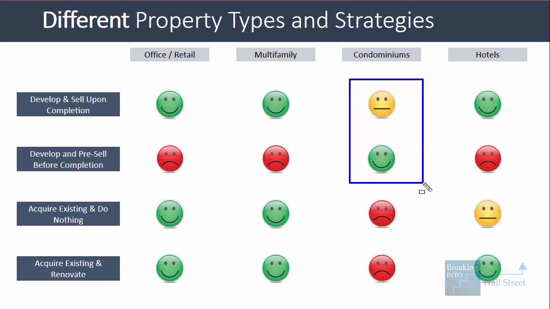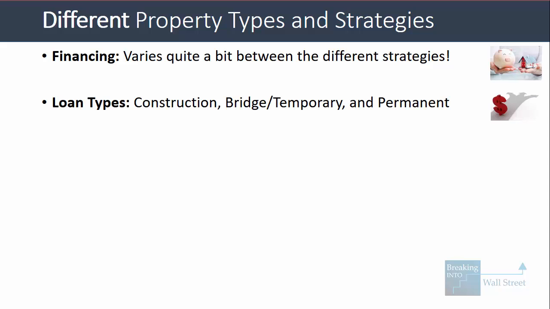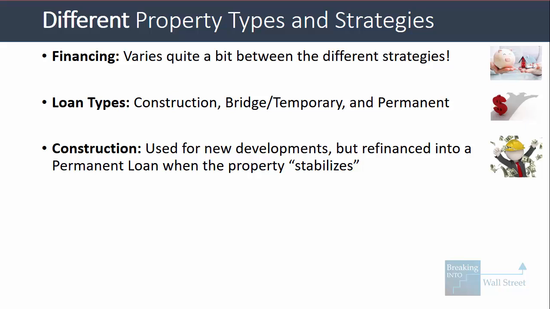For condos, basically you have to worry about development for the most part and pre-selling units and possibly selling additional units upon completion. One final point before we move on is that the financing also varies quite a bit between these different strategies. There are three loan types in most real estate projects: construction loans, bridge or temporary loans, and permanent loans. Construction loans, as the name implies, are used for new developments. But what tends to happen is that once the new development is done and it starts attracting tenants, people start moving in, or it starts operating for a hotel, the construction loan gets refinanced into a permanent loan.